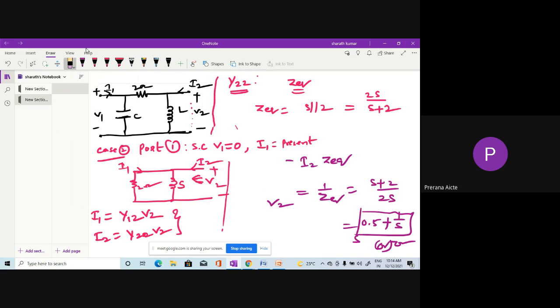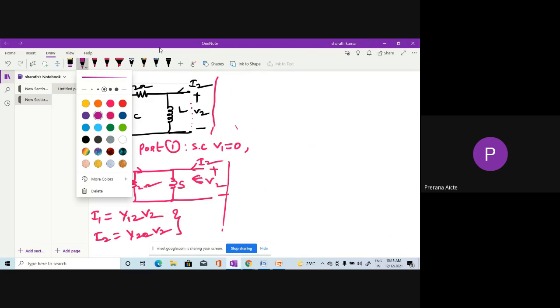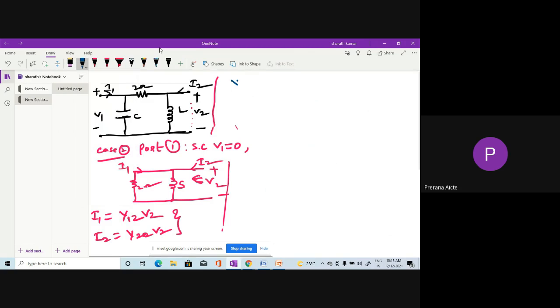Another parameter we need to find is Y12. This is also very simple. Just go for this one. In order to find Y12, it is I1 divided by V2. So we require these values. Just go for this V2.